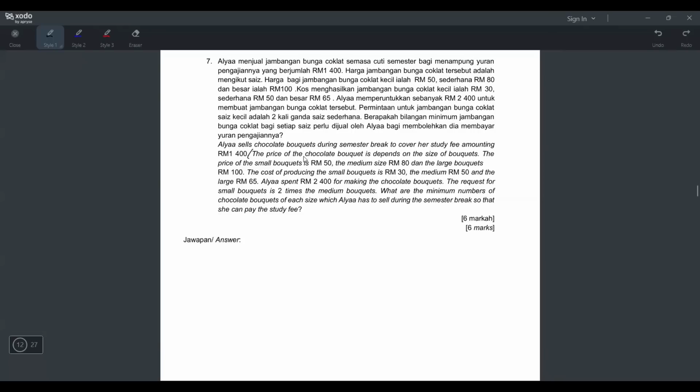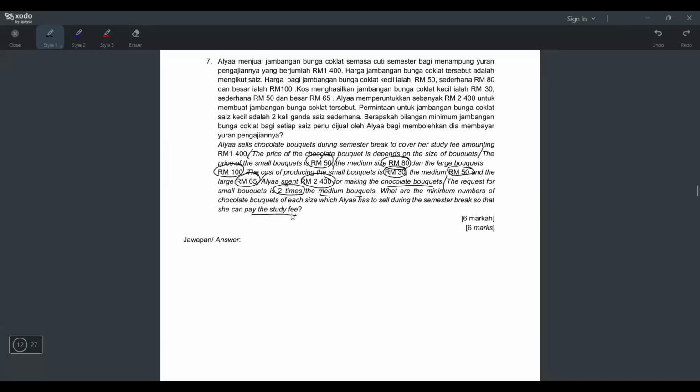So let's keep reading. The price of a chocolate bouquet depends on the size of the bouquet, all right? The price of a small bouquet is 50, medium size is 80, and the large bouquet is RM 100. Okay, the cost of producing a small bouquet is 30 ringgit, medium is 50 ringgit, large is 65 ringgit. Aliyah spent 2,400 for making the chocolate bouquets. Okay, and then the requests for small bouquets are 2 times the medium bouquets. What are the minimum numbers of chocolate bouquets of each size which Aliyah has to sell during the semester break so that she can pay the study fee?